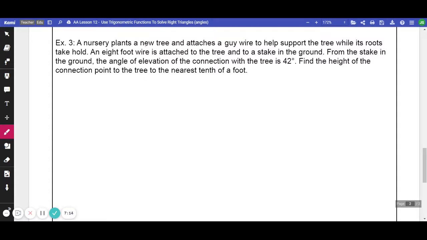Okay, a nursery plants a new tree. There's my tree. Trees go straight up and down, so that's going to be a vertical side. And attaches a guy wire to help support the tree while its roots take hold. An 8-foot wire. Okay, so many people are like, what the heck is a guy wire? I don't know. Okay, I mean, I do, but an 8-foot wire is attached to the tree.